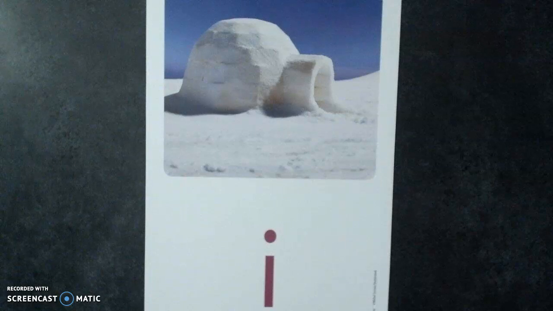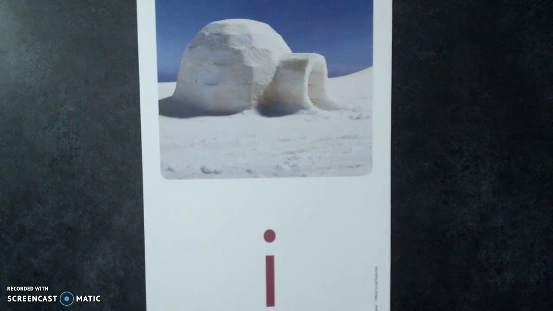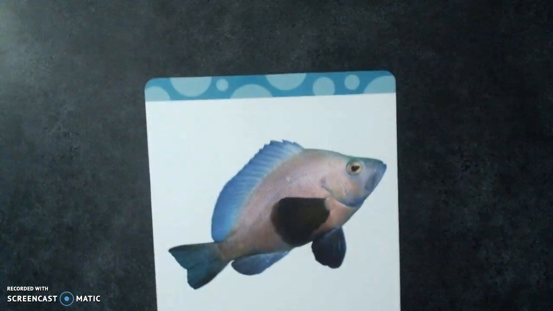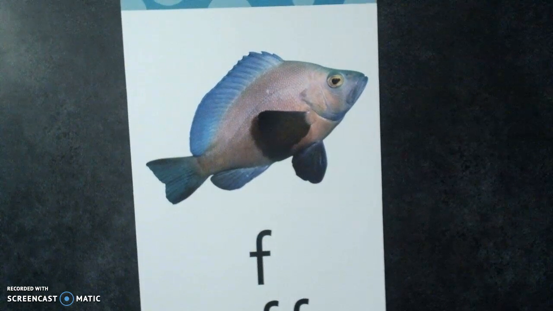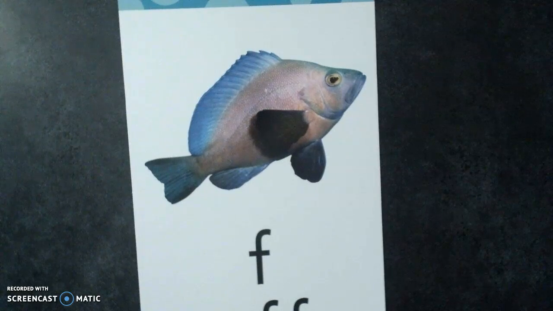So when there's only one vowel and it's followed by a consonant, the vowel usually stands for the short vowel sound. So for instance, this I will make an I sound when it's followed by a consonant. Okay? Next, we have a fish, and fish starts with that F sound. So F, fish.